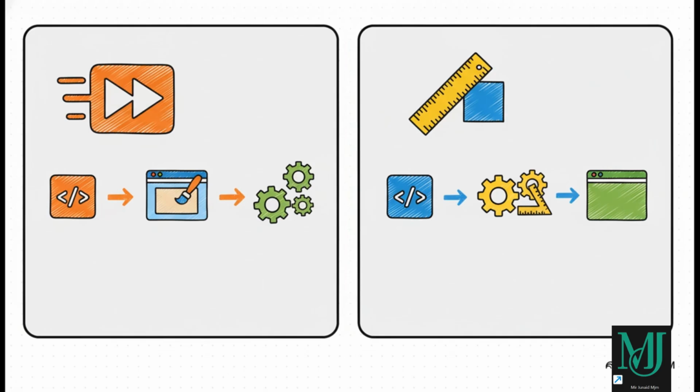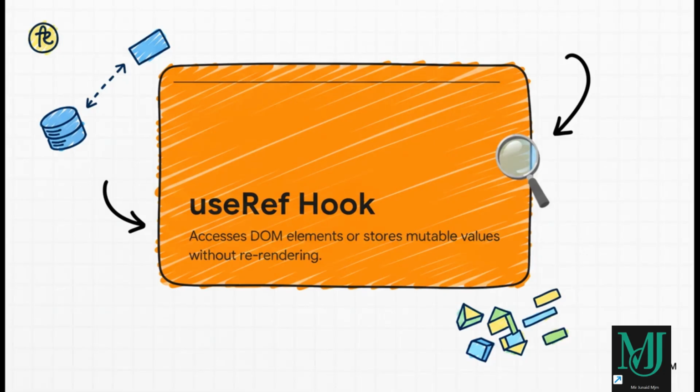The useRef hook is another really unique tool in the box. It has 2 main jobs. First, it gives you a way to get a direct reference to a DOM element, which is perfect for things like managing focus on an input field. And second, it lets you keep a value that can change over time without forcing your component to re-render. That's super handy for things like storing timer IDs.